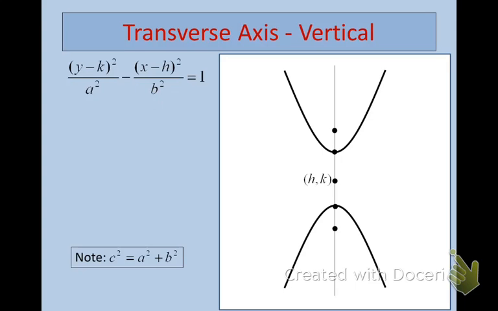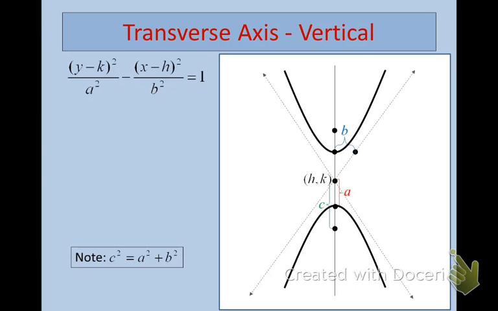Okay, so as I start to put my values in here, a is still the distance from the center to the vertex. C is still the distance from the center to a focus. And b is now going to be a horizontal distance that goes out to your asymptote.